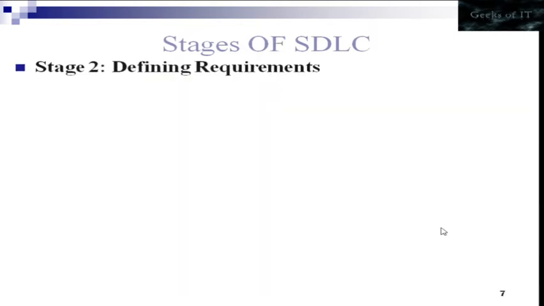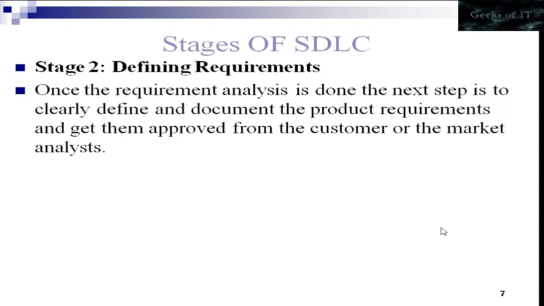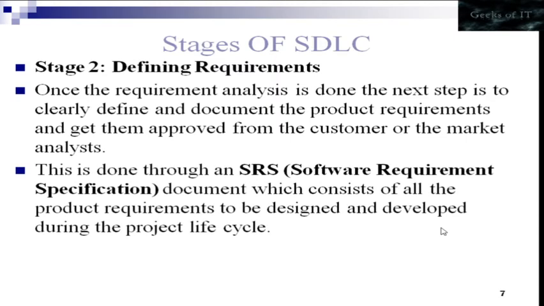The second stage of system development life cycle is defining requirements. The requirements collected at stage 1 are clearly defined and documented in stage 2 to get them approved from the customers or the market analyst, and this is done through SRS, Software Requirement Specification document, that has all the product requirements that have to be designed and developed during the project life cycle.